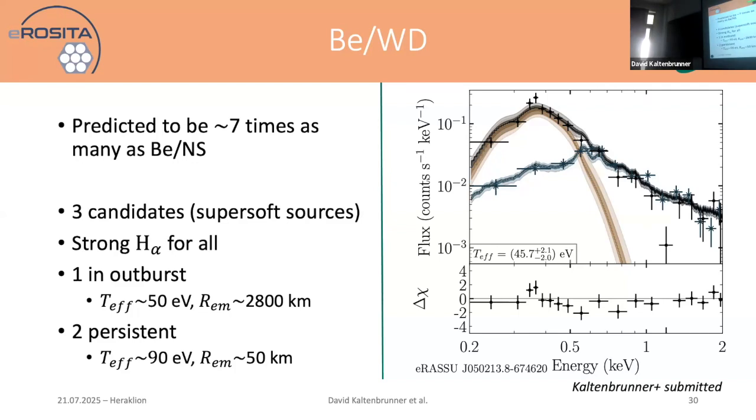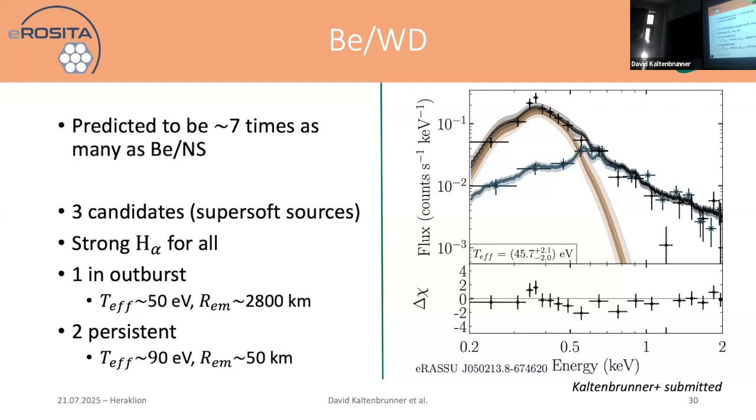Population synthesis models show that there should be approximately 7 times as many Be plus white dwarf systems compared to Be plus neutron stars. But not many have been found, and it's not really clear why. It might be a sensitivity issue, but we're not sure. So this is really great that we find this. We do find a strong H alpha line for all 3 systems for the counterparts, which means we definitely have Be stars.